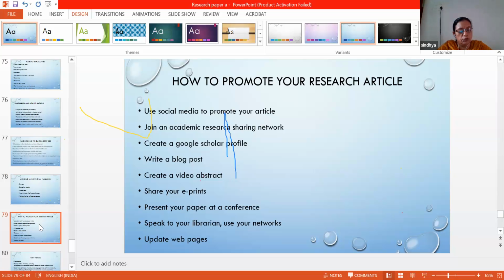And once you prepare the research and publish it, you have to promote your research article also. Once you publish the research, it should be read by the maximum number of persons, maximum academicians. So how to promote your research article, that is also important. You can use social media to promote your article. You can highlight your title and your findings through social media so that more people can read your research paper. And join an academic research sharing network.